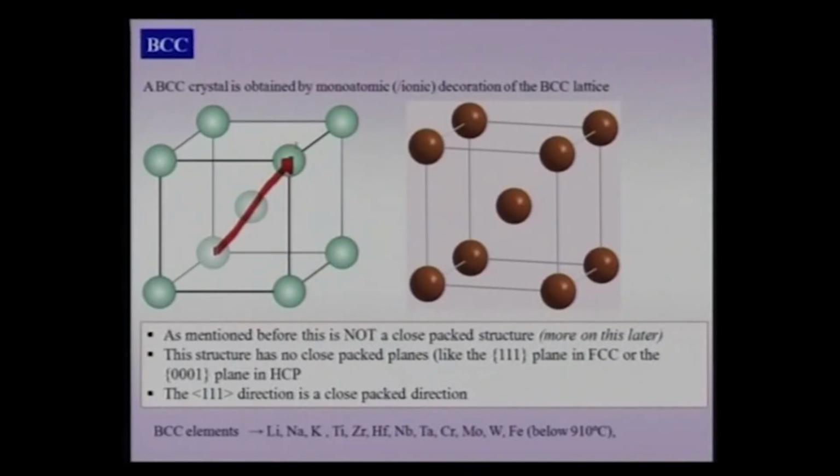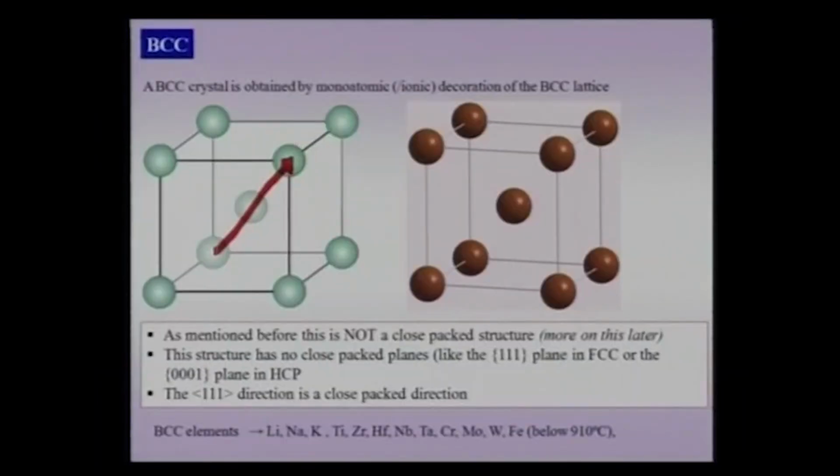So, when I mention BCC crystal without any other qualification, and we will see examples later that we should be a little careful in this regard, what I mean is a monoatomic or monoionic decoration of the BCC lattice, and such a structure, to re-emphasize, is not a close packed structure, has no close packed planes, but still continues to have a close packed direction. Some of the common metals or elements which solidify in this crystal structure are tungsten, iron below 910 degrees Celsius, which is called alpha iron, and some important elements like sodium and potassium.